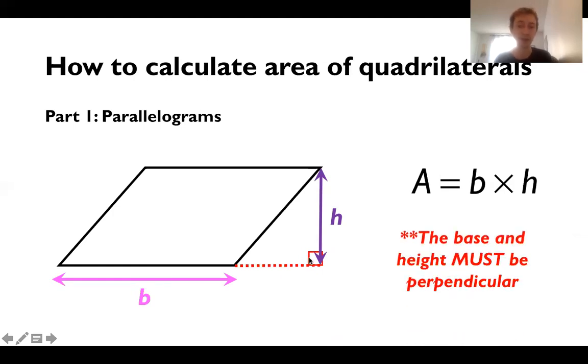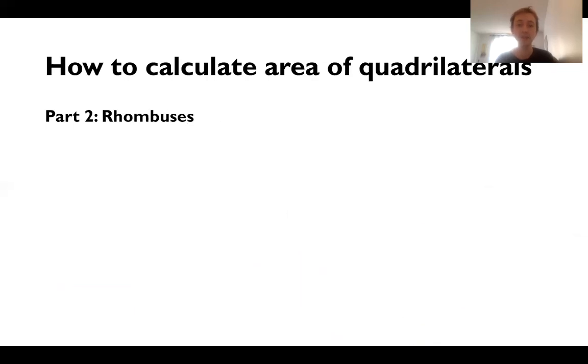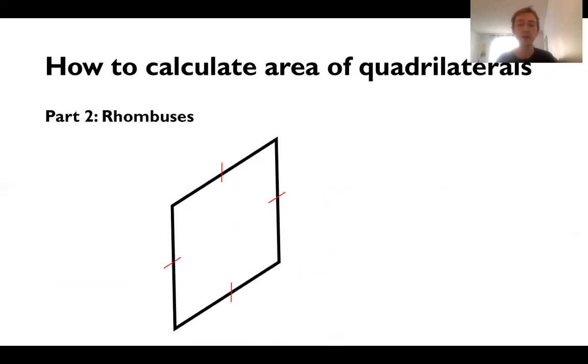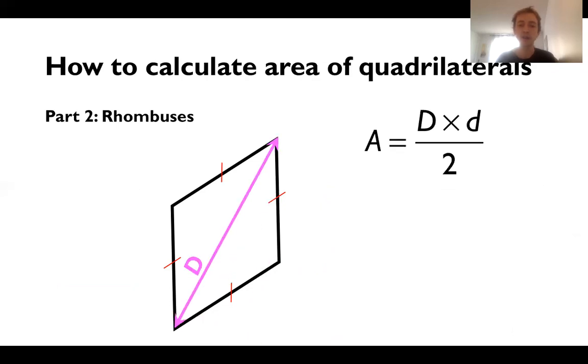They must be perpendicular. Next, quadrilateral that I'm going to show you the formula for is for rhombuses. This is a rhombus. The way we find the area is we draw a line from one corner across to the other. This one is going to be longer than if we do it this way. So I'm going to call this a diagonal, and it's a long diagonal. So I'm going to give it a capital D. This one is the shorter diagonal, so I'm going to give it a lowercase d.